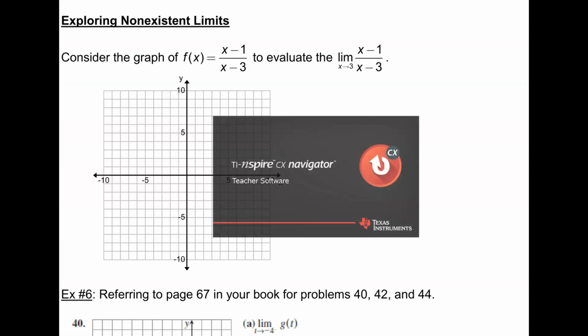The reason it's not a removable discontinuity is that we don't have an x minus 3 factor on top and an x minus 3 factor on bottom. When you have a factor on top and bottom of a rational equation and it cancels out, that's where your holes are going to be. But otherwise, you'll have an asymptote. After you take out the holes, removable discontinuities, whatever's on bottom, the x value that makes it divide by 0, that's where your vertical asymptote will be. So we see we're going to have a vertical asymptote at 3.